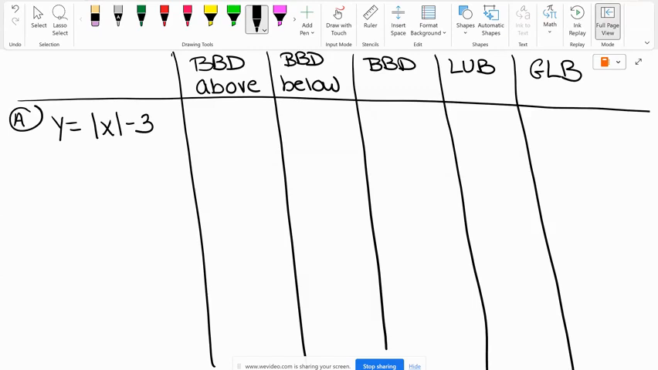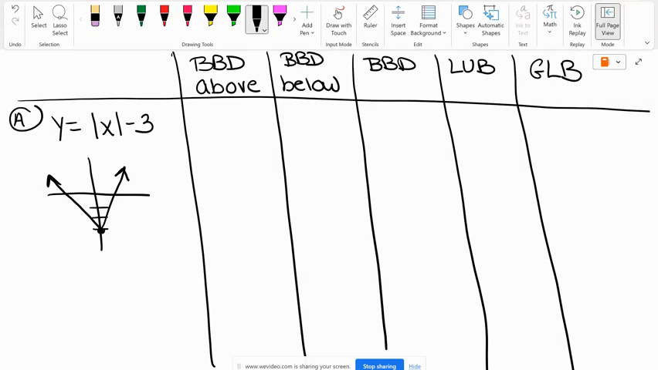Okay, so this is an absolute value. What does an absolute value look like? The V. So now I'm shifting this absolute value where? 3 below. Excellent. So we're going to go 3 below: 1, 2, 3. And then it looks something like this, right? And now, based on my graph, I'm going to answer these questions.